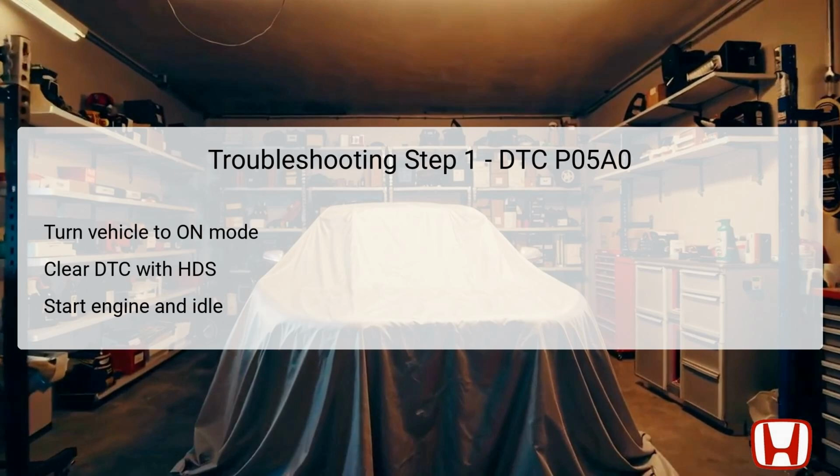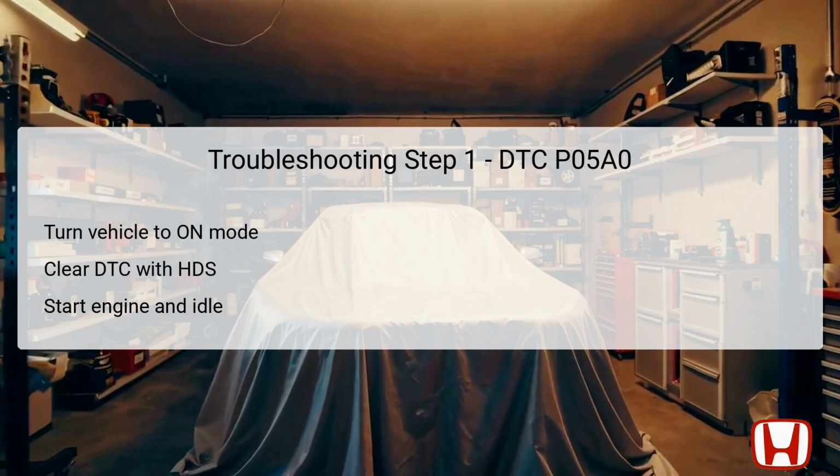The first step in troubleshooting the P05A0 code is to turn the vehicle to the on mode. This action activates the vehicle's electrical systems without starting the engine. Following this, clear the Diagnostic Trouble Code using the Honda Diagnostic System, HDS, which helps reset the onboard diagnostics. Once cleared, start the engine and allow it to idle. This allows the vehicle to reassess its systems and check for any irregularities.